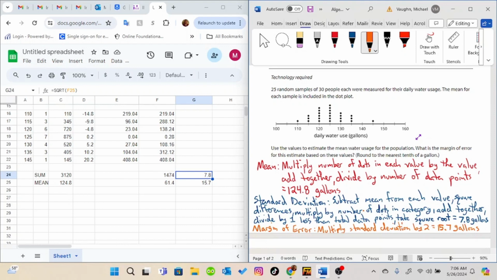So while we believe the mean is 124.8 gallons, for a 95% confidence level, it could be all the way up to 140.5, or it could be all the way down to 109.1. This would be 2 standard deviations above to 2 standard deviations below, and that would be our 95% confidence margin of error. If you have any questions about how to calculate the mean, how to calculate the standard deviation, or how to calculate the margin of error, please ask for clarification so you are better prepared as we move forward into the next practice problem.